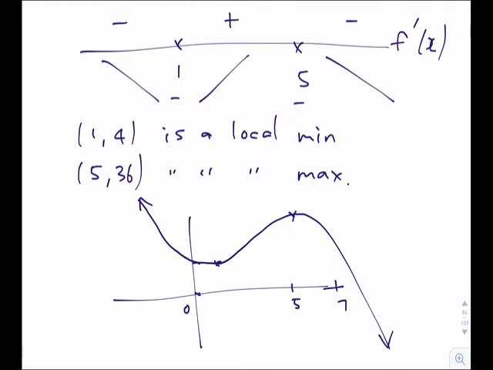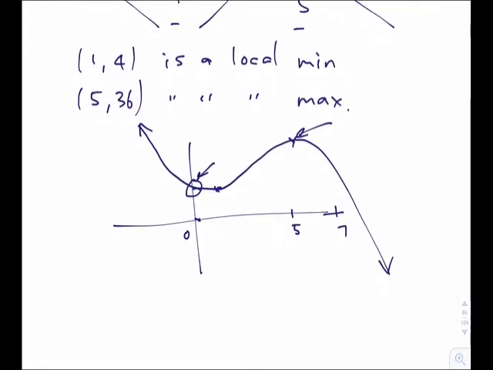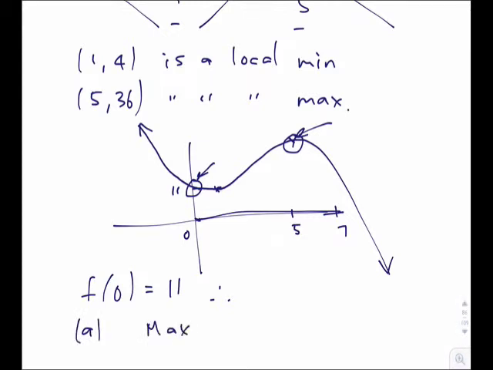Well, for that region, right at 0, we should really know what this point is. Does this get higher than the point over here? So I'm going to work out what f of 0 is. Substituting 0 into the equation gives me 11. So in this region between 0 and 7, the highest point we ever get is over here at 36. So therefore, my answer for A is the maximum value is 36.